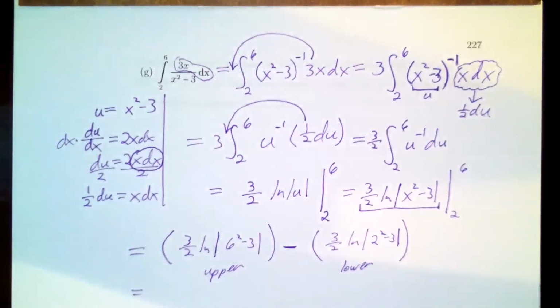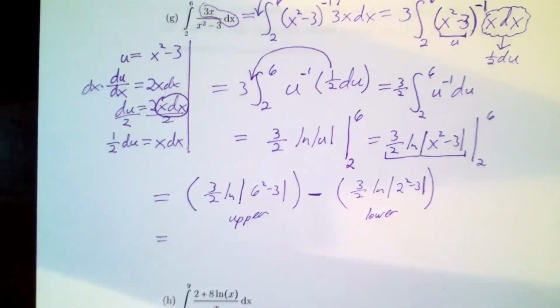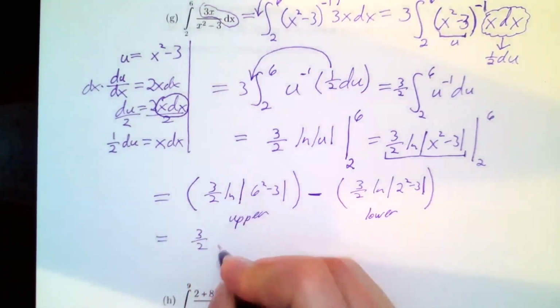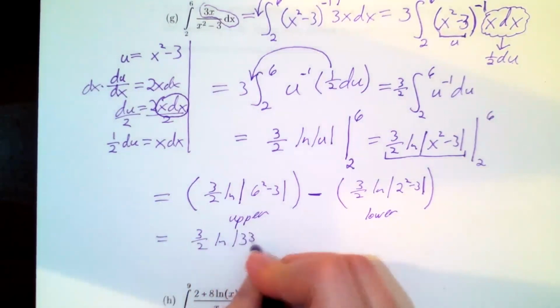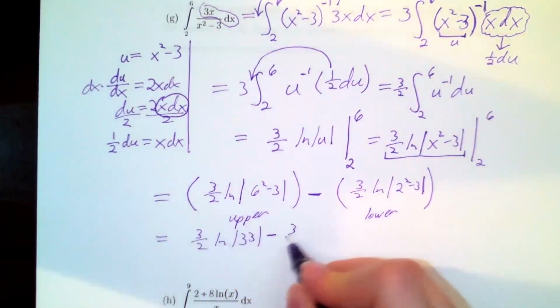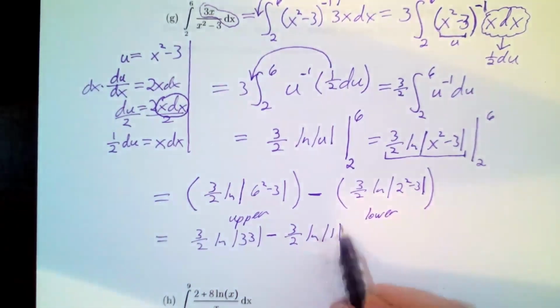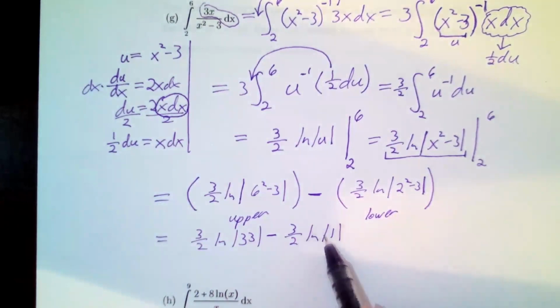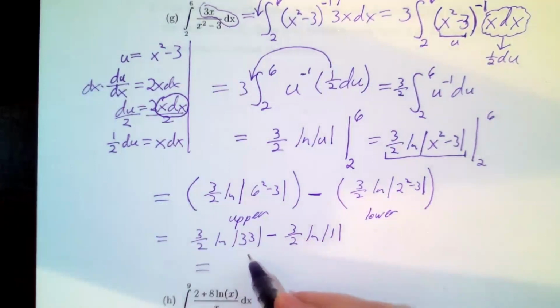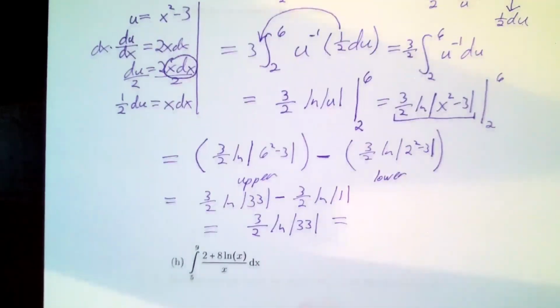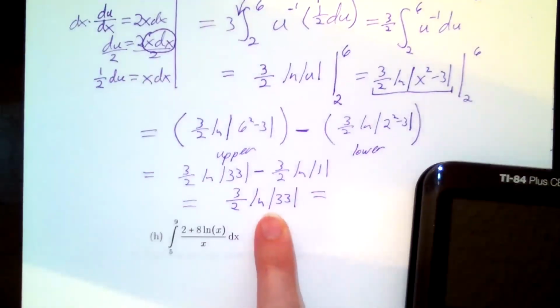So you can get out your calculator here and start punching stuff out. What this will give you is 3/2 ln of 36 minus 3, which is ln of 33, minus what you get when we have 3/2 ln of 4 minus 3, which is 1. Now ln of 1 is actually 0, and 0 times 3/2 is 0. So this is going to be 3/2 ln of 33, whatever that equals. You can plug this into your homework and it will accept that as your answer.